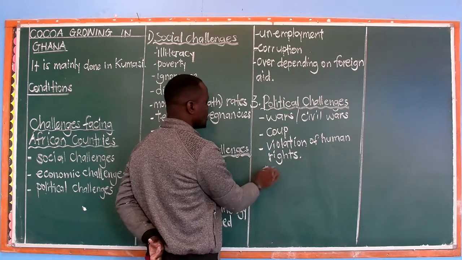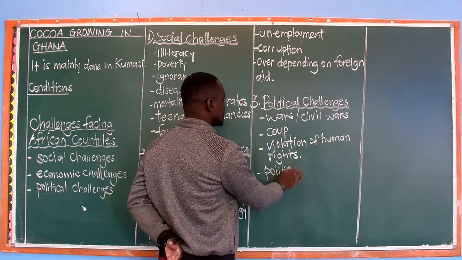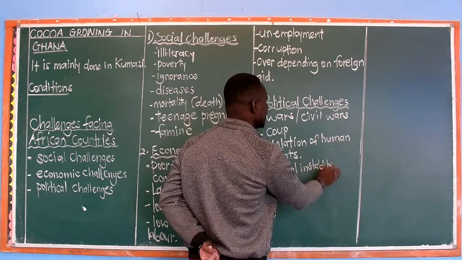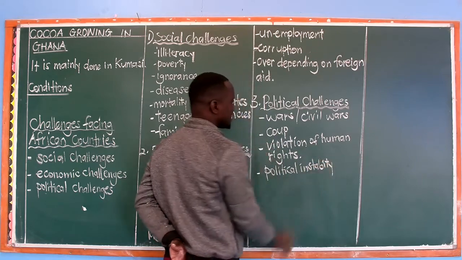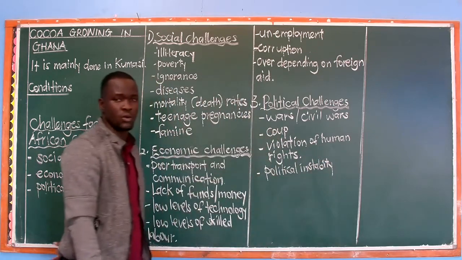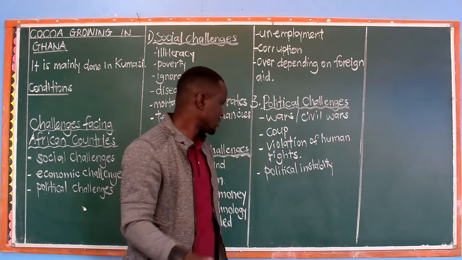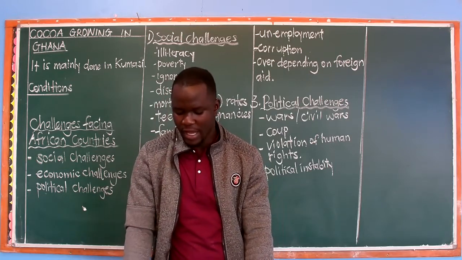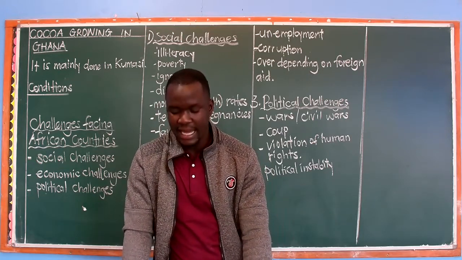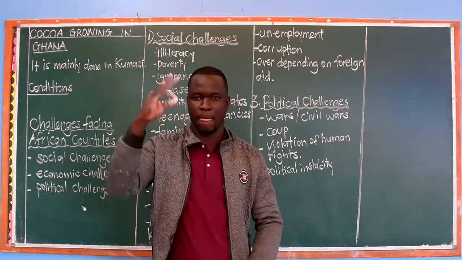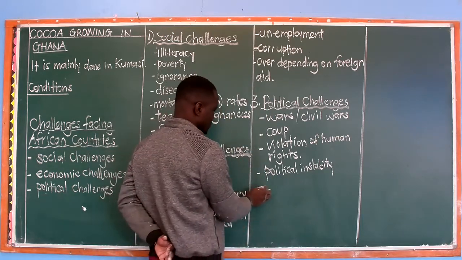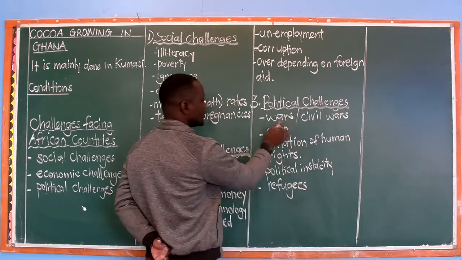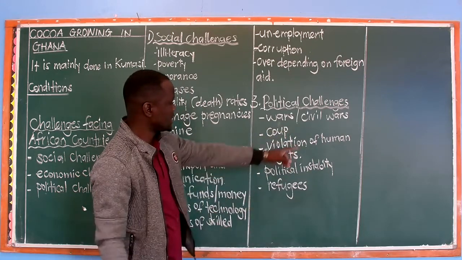Next problem is what we call political instability. This political instability means insecurity in these African countries, which comes as a result of the wars. Insecurity. That is what we call political instability. And then we had already talked about the high number of refugees. And we say these refugees come in as a result of wars, and mainly the civil wars.